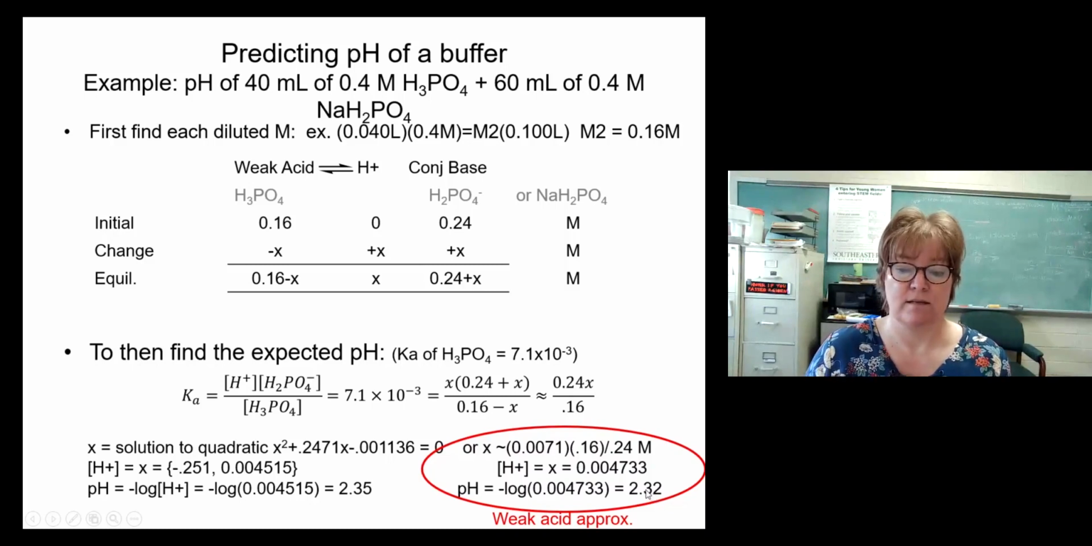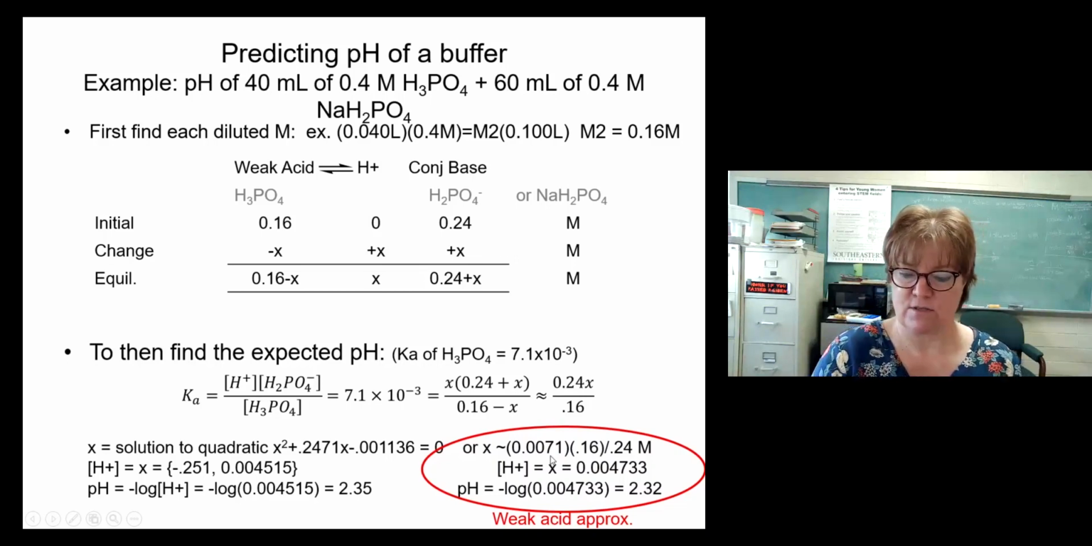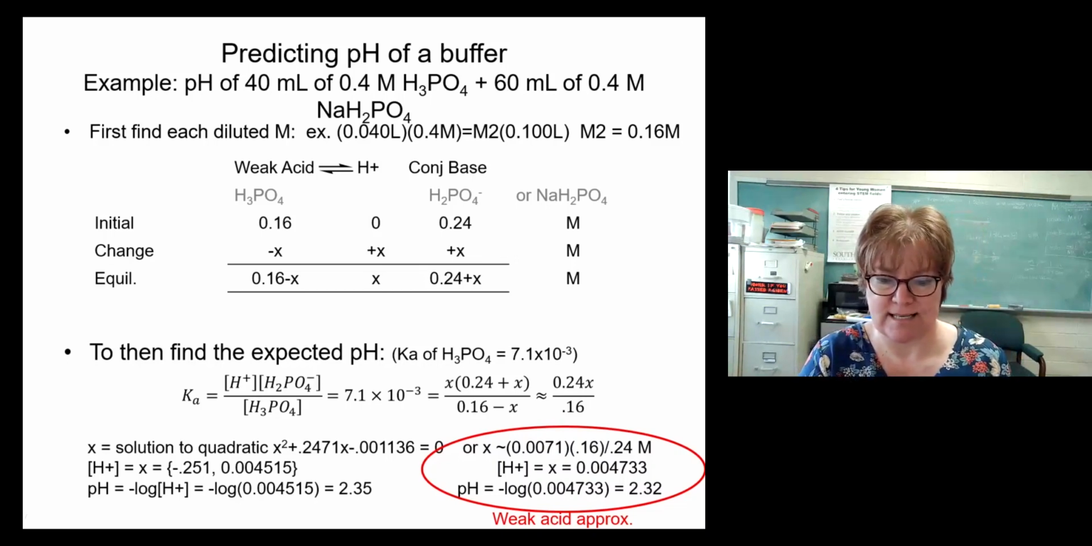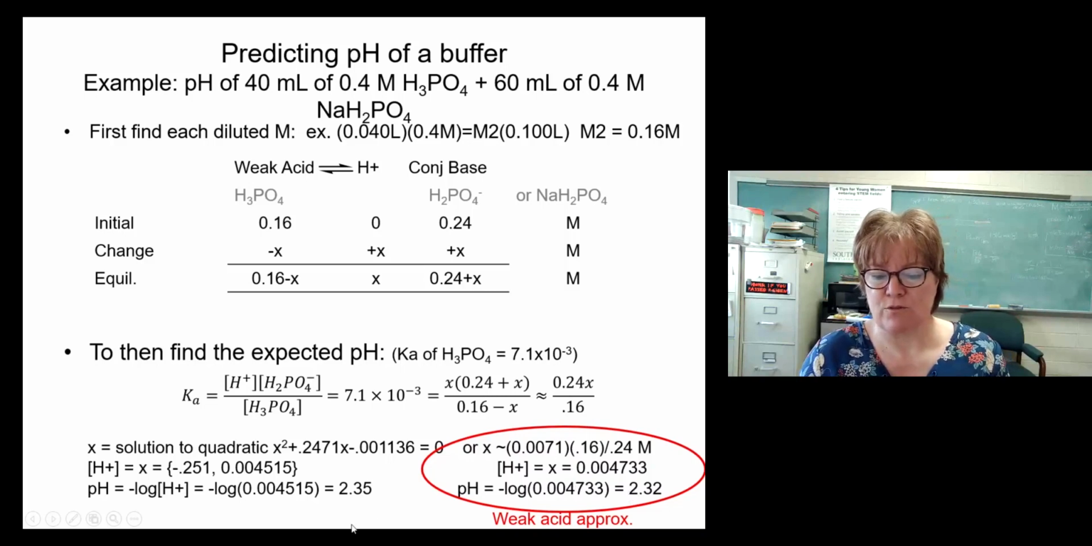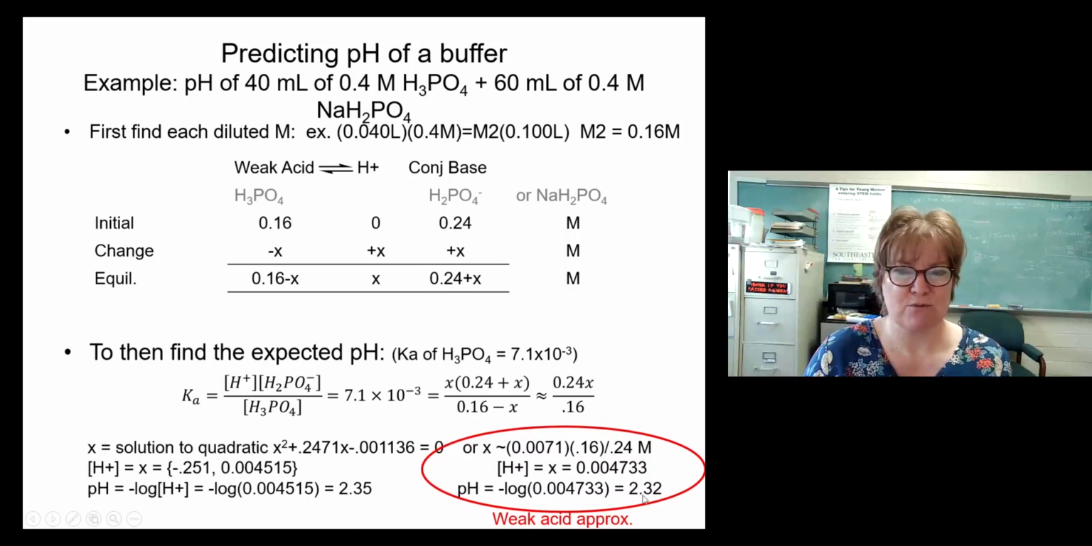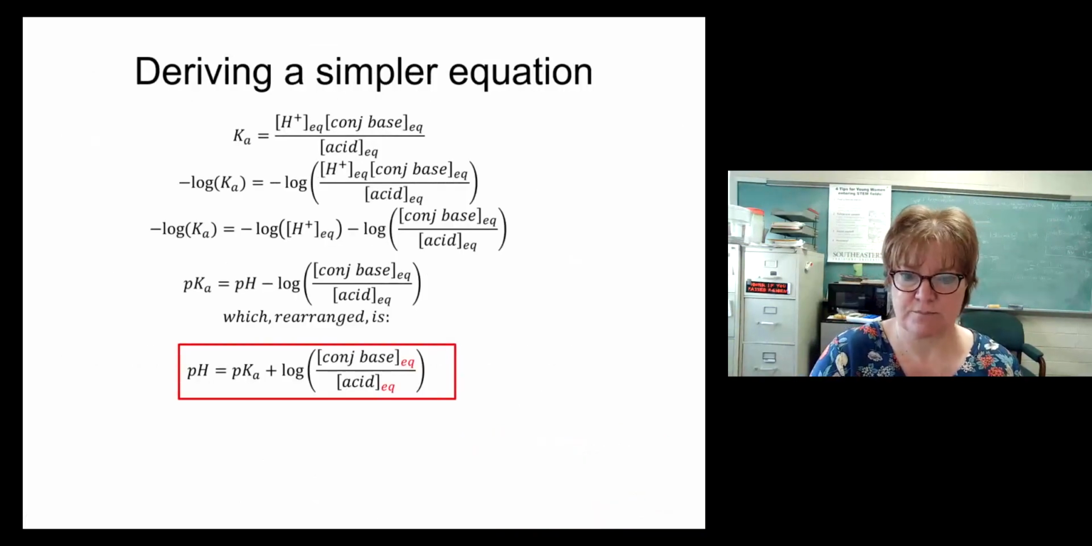2.32 would be, and I don't know if this is using the weak acid approximation or not. I think I did actually. Okay, here's the solution to the quadratic, 2.35. If I say x is small enough that I'm going to ignore this x here and this x here and just say it's 0.24x over 0.16, and I solve for that, I get 2.32. Notice 2.35, 2.32, they're pretty close.